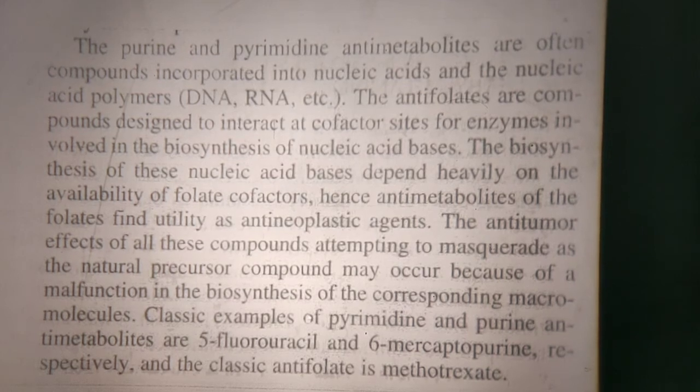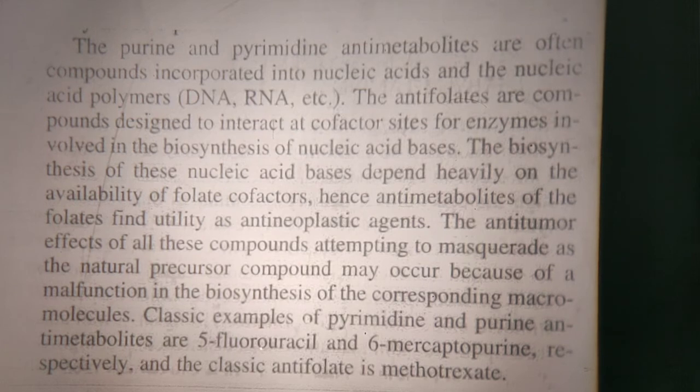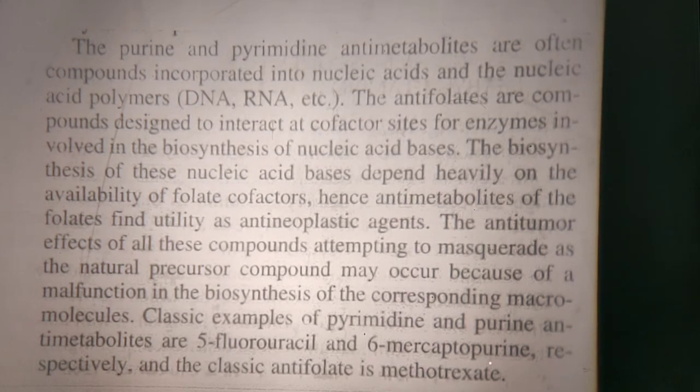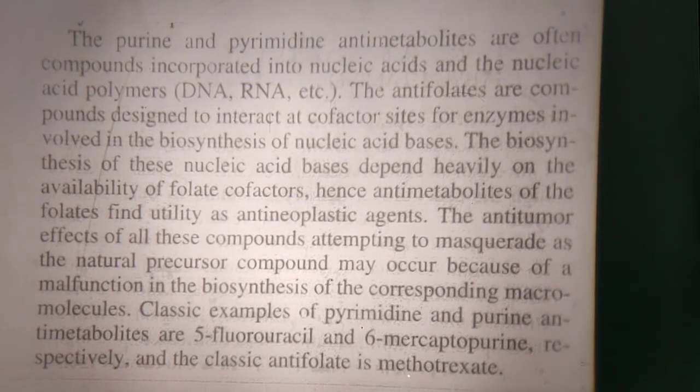Classical examples of pyrimidine and purine antimetabolites are 5-fluorouracil, this is a pyrimidine, and 6-mercaptopurine, this is a purine antimetabolite, respectively, and the classical antifolate is methotrexate.